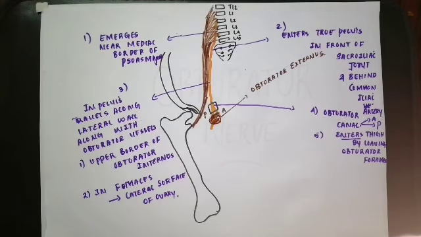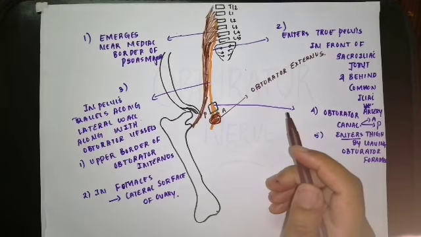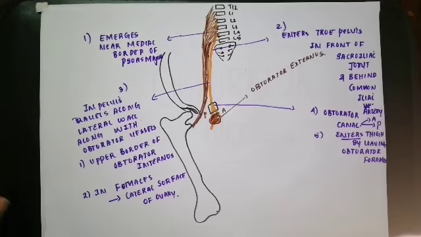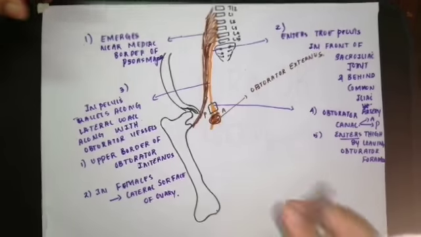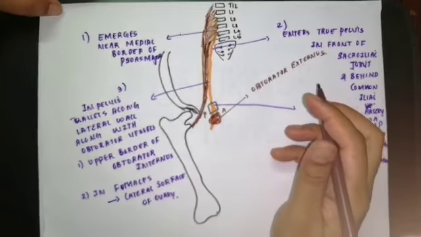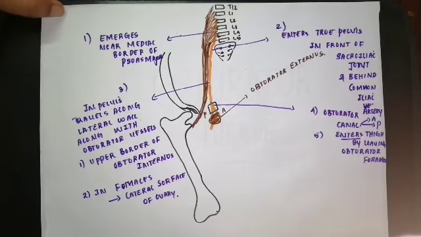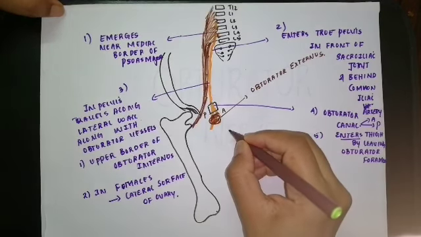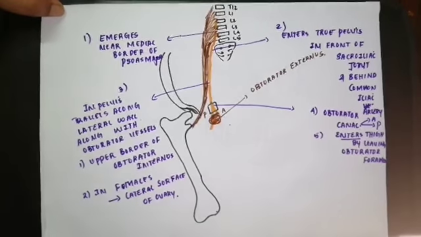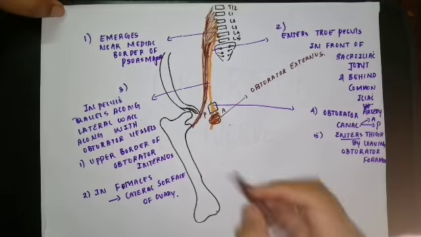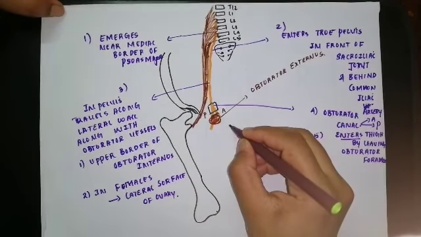Now what happens to the posterior division? Now we will see the muscles here. We have seen the muscles in the adductor compartment of the thigh. So which are the muscles which form the superficial strata? So the superficial strata is formed by the pectineus muscle, adductor longus muscle, and the gracilis muscle.